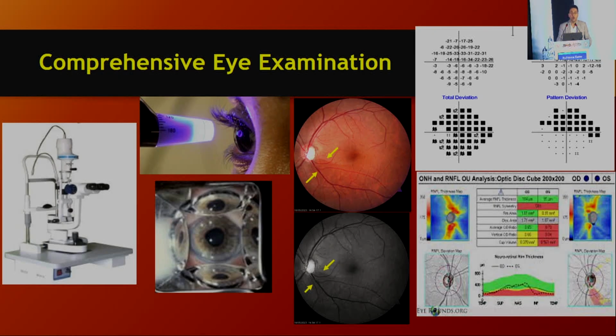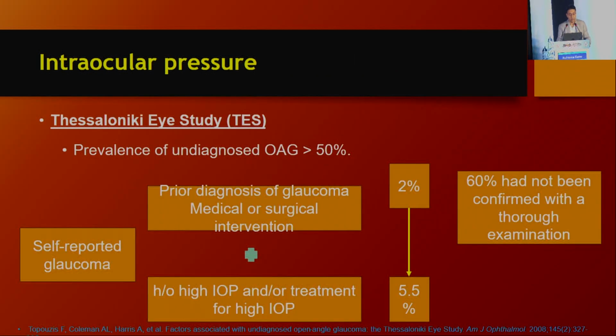It is very important for almost all patients to have a comprehensive eye examination, which will include slit lamp biomicroscopy, detailed fundus examination, including assessment of the optic nerve head, gonioscopy, and measurement of the IOP. In suspected cases, we must do Goldmann applanation tonometry. And if we are suspecting or diagnosing a glaucoma patient, we should do OCT and visual field analysis.